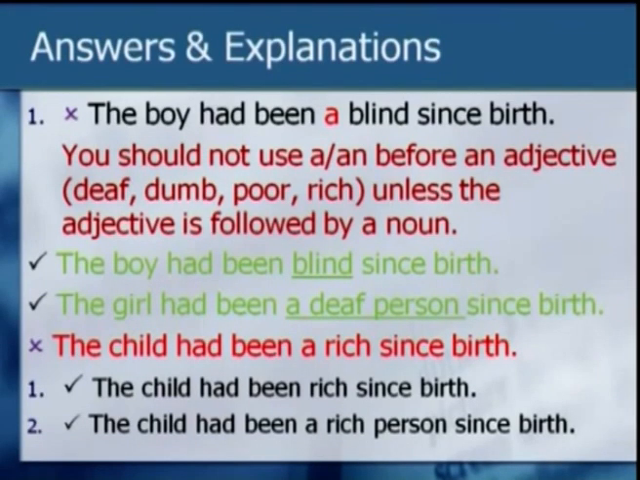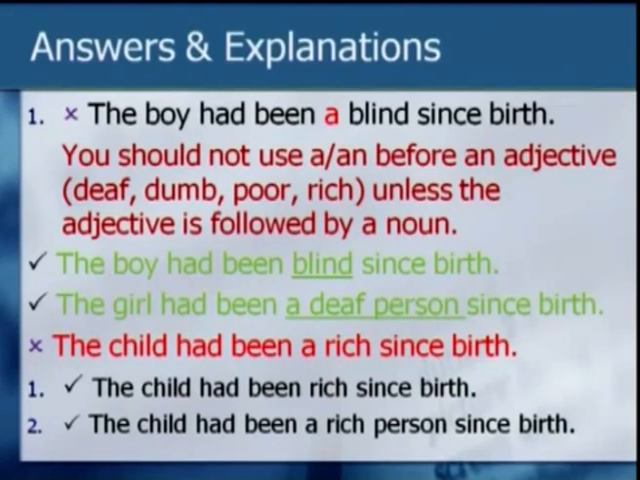Unless the adjective is followed by a noun. Let us look at some examples. You will understand what I mean when I say you should not use this unless the adjective is followed by a noun. Look at the example that is given. The boy had been a blind since birth. The correct form is: the boy had been blind since birth. No article is required here because before an adjective you cannot put the article.